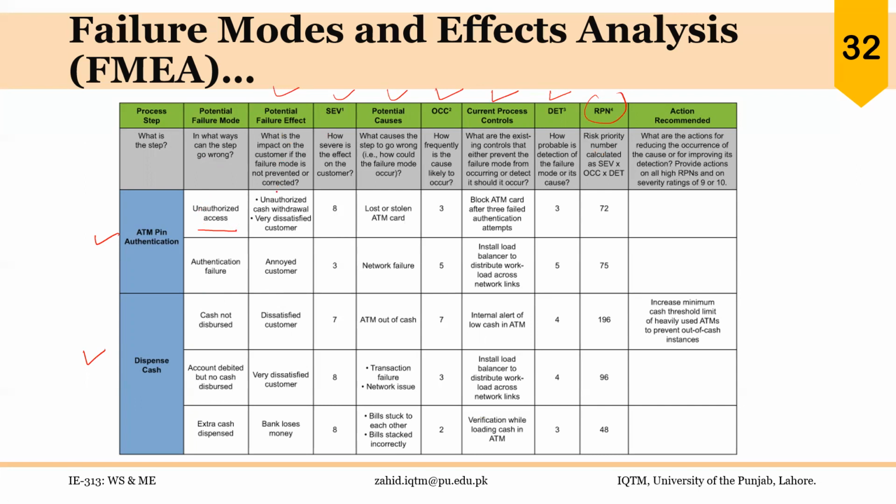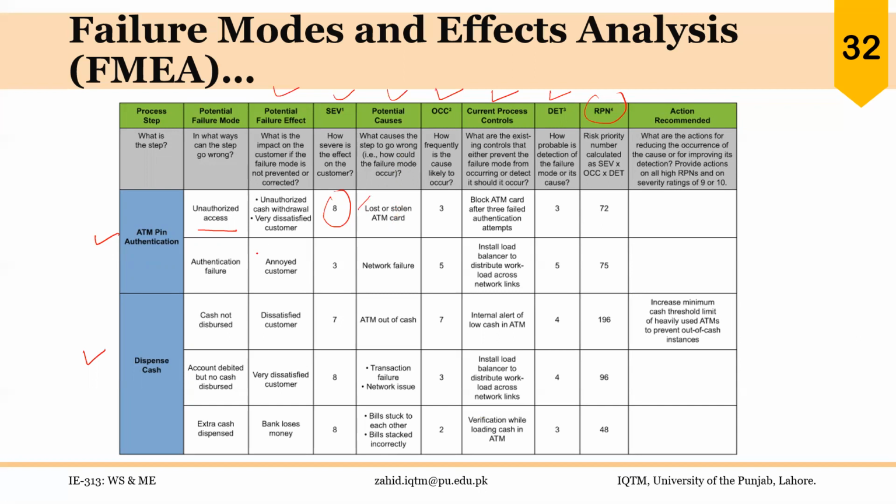So for example, one of the failure modes is unauthorized access. What could be the effect of that? It could be unauthorized cash withdrawal, very dissatisfied customer. So severity is really high. What could be the potential causes? So it could be lost or stolen ATM card.